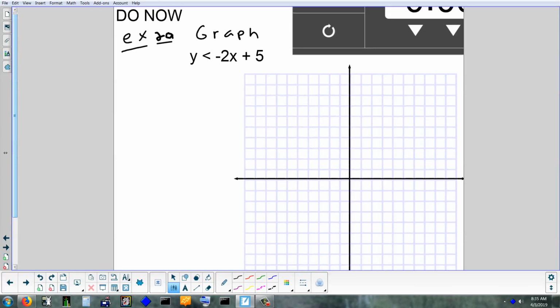I'm on the Y, my bad. Up 5 on the y-axis, and then what? Put a dot. 1, 2, 3, 4, 5. So that means my line is going to go right through that point.